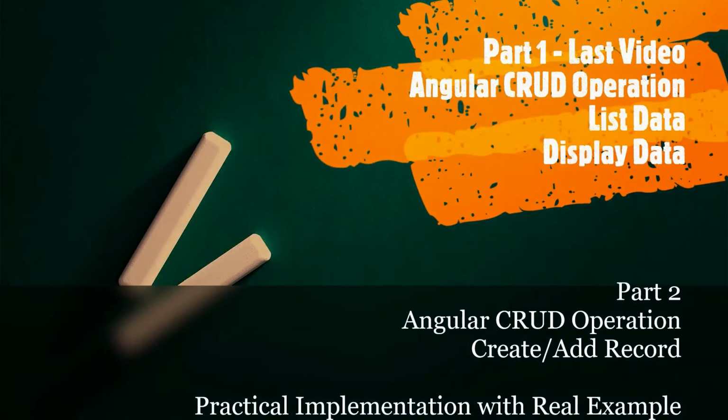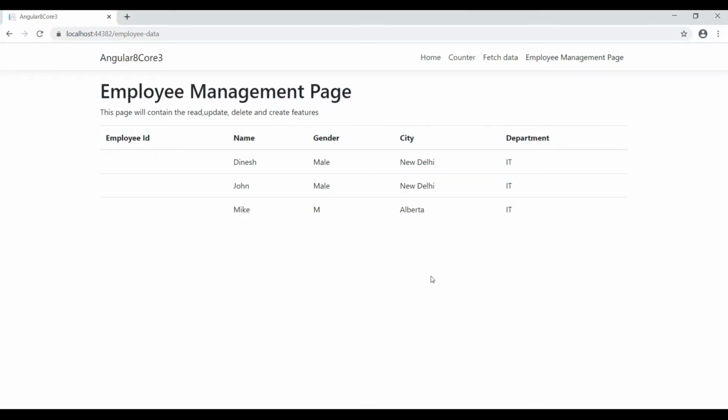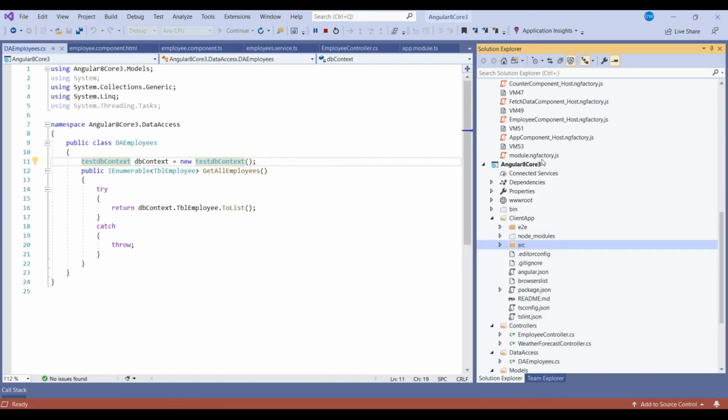In the last video we discussed Angular 8 CRUD operations with ASP.NET Core 3.1. We discussed how to retrieve the data from the database and show it. The last output that we had was this, where we created an employee management page and showed the records from the database. This was the output, and this was the project.